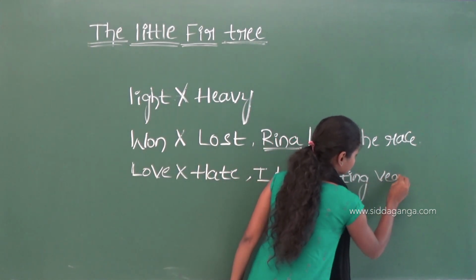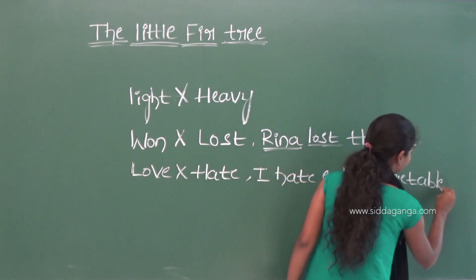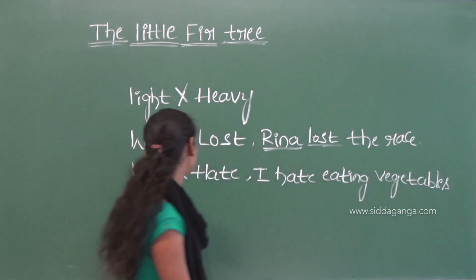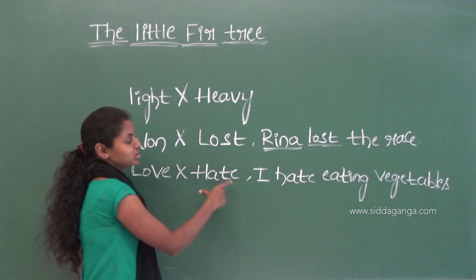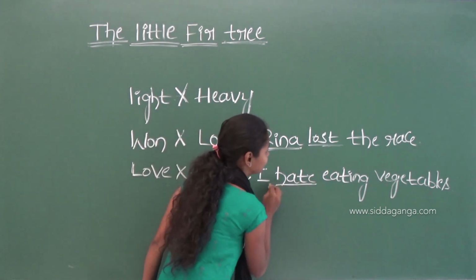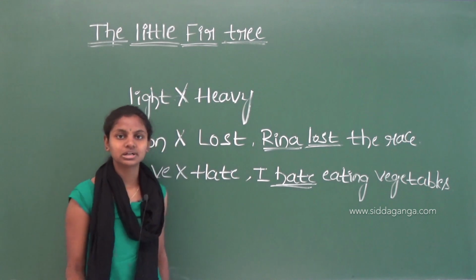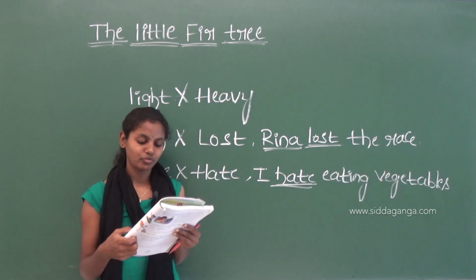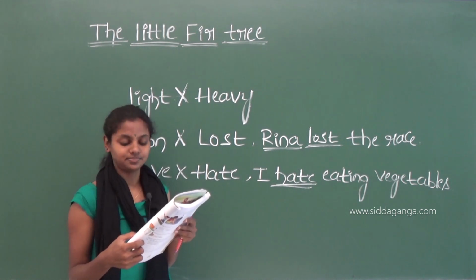Okay? This is the answer for the third question, that is, the opposite word for love is hate. So, the sentence will be, I hate eating vegetables. Understood? Okay.